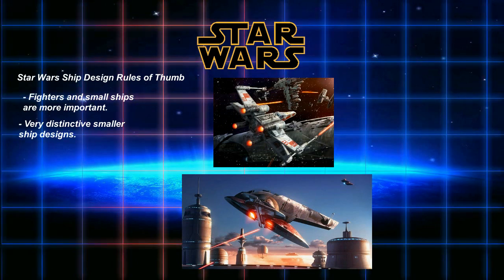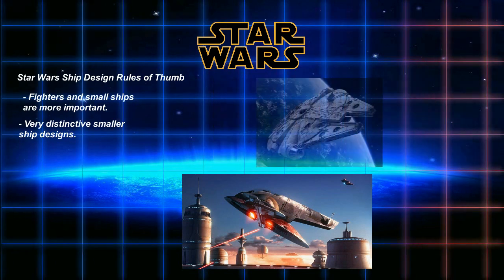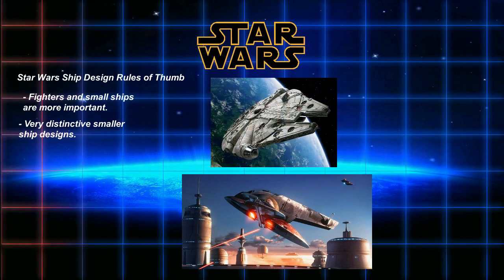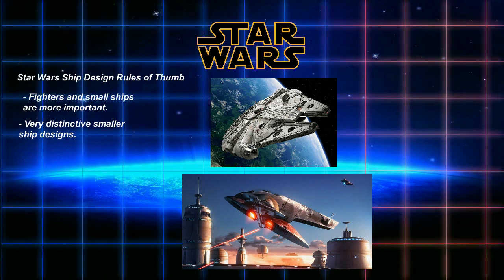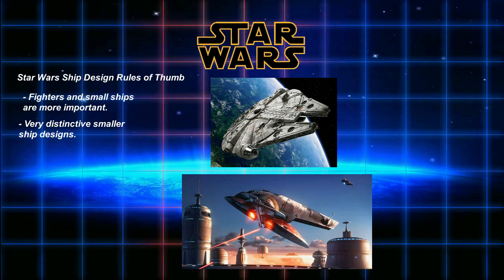Now, you notice that these smaller ships are very distinctive. When you see the Millennium Falcon, you know what that is. You know right away, that's the Millennium Falcon based on the shape, right? In the same way that when you see the design of the Enterprise, you know it right away. It's so distinctive. So the distinctiveness of the design is very comparable to Star Trek when it comes to the smaller ships in Star Wars.